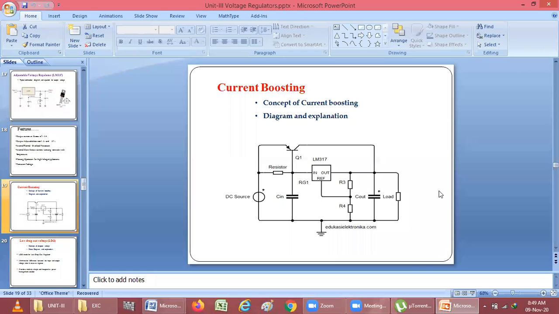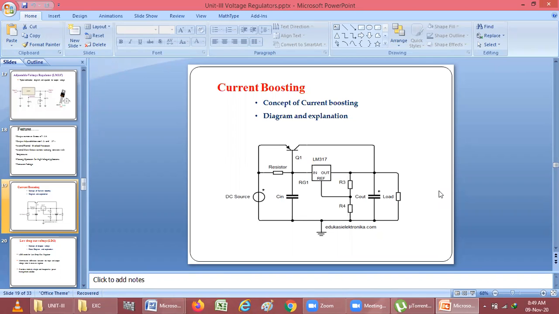Okay. So in today's session, we have to see about the buck boost and buck boost voltage regulator. In the previous session, we have studied about the voltage regulator and the types of voltage regulator. We are using a voltage regulator. It is an electronic device.